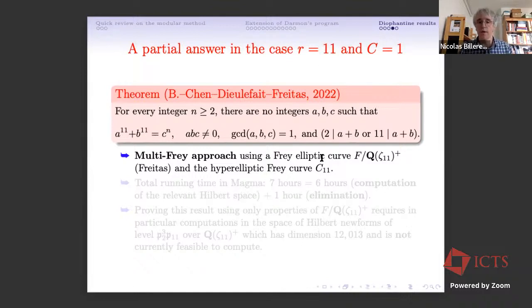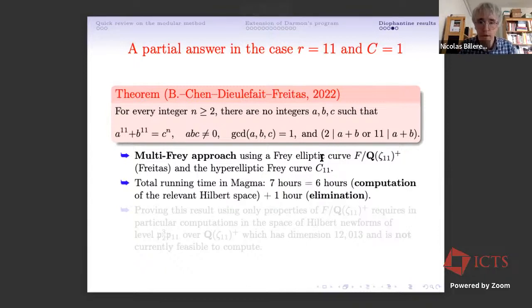And again, we're going to use also the Frey hyperelliptic curve over C11 and its Jacobian base change to K. And there, the total running time in Magma for the elimination step is 7 hours, which are split in 6 hours for the computation of the initialization of the relevant Hilbert space that we have to work with, and 1 hour to perform the elimination. And maybe it could be a little smaller, because the elimination is, as I said, using the techniques we have developed, the elimination can be really quick.